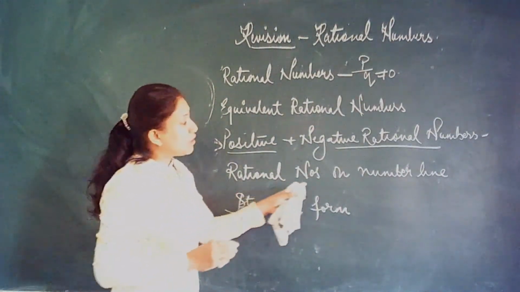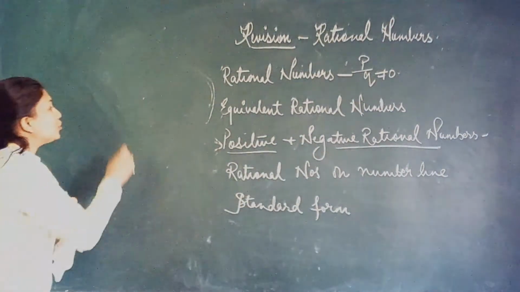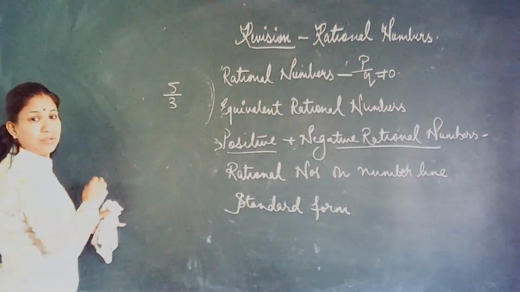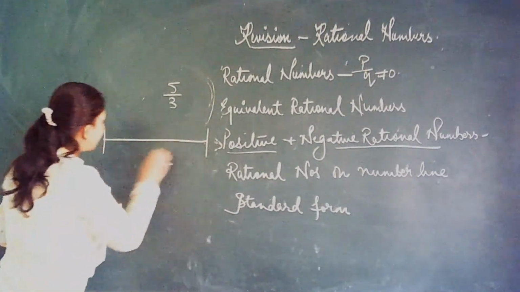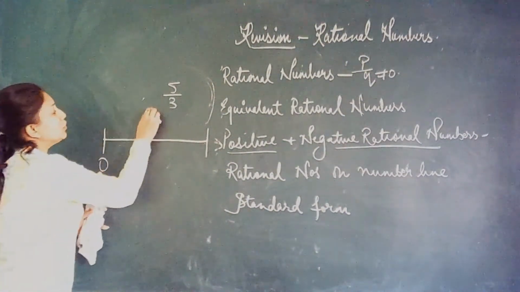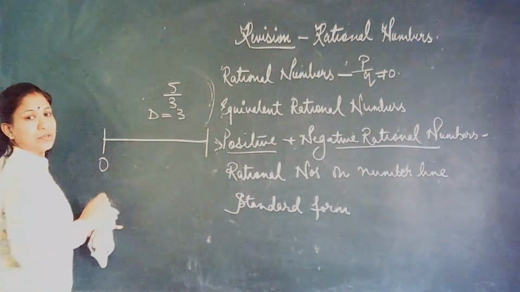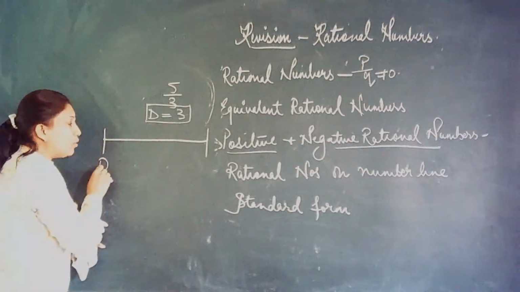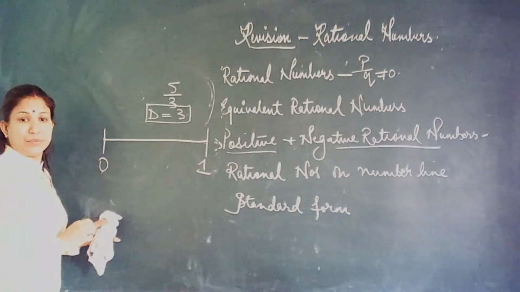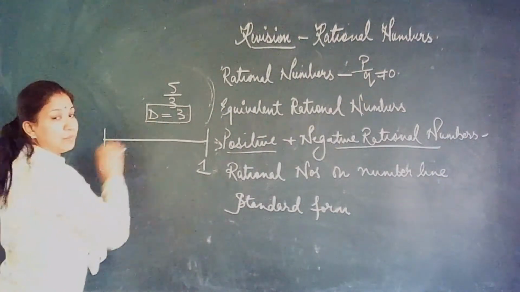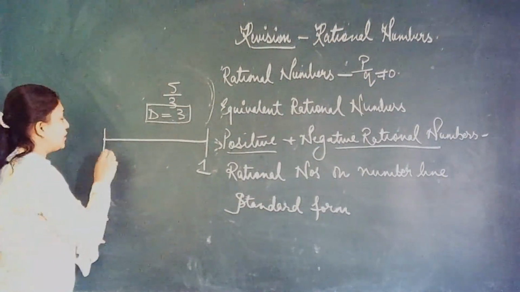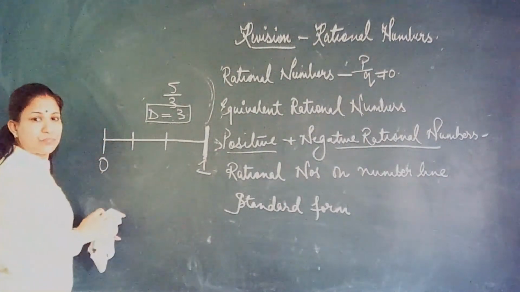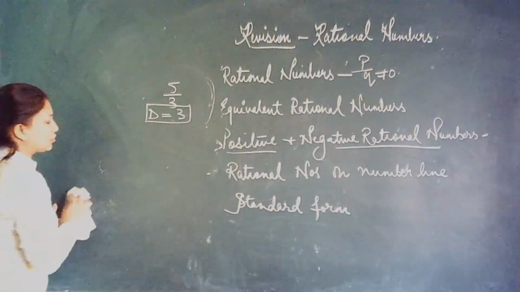Now what about rational numbers on a number line? Suppose you want to represent the rational number 5 upon 3. What do you do? You start with a number line and mark a 0. You check your denominator. What do you have at the denominator? 3. That means from one whole number to another whole number, you will make 3 partitions, 3 sections. See, 0, 1, 2 and this is the third one.